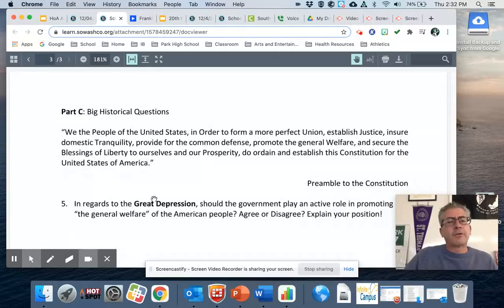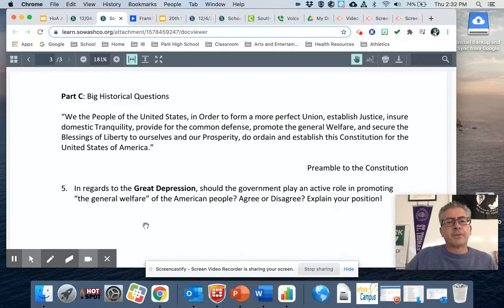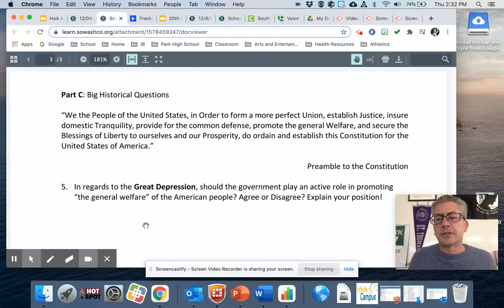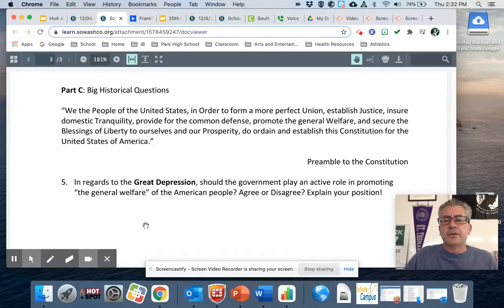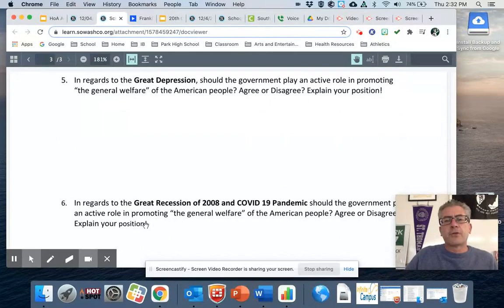And then the last part, of course, we always have to ask what we call the BHQ, the big historical questions. At the beginning of this unit of study, I said the Great Depression is really going to question what we think government should be doing during these difficult times. And so we have examples of not only the Great Depression in the 20th century, but in our own 21st century with the Great Recession of 2008 and the current COVID pandemic. I want you to really look at the role government has in these economic crises. And so I want to get you to think about that.